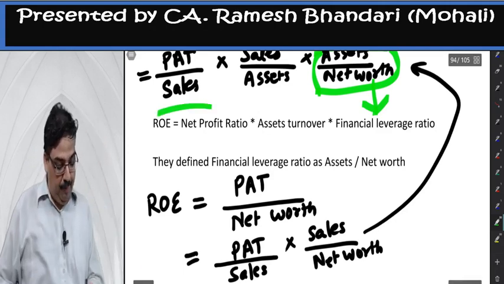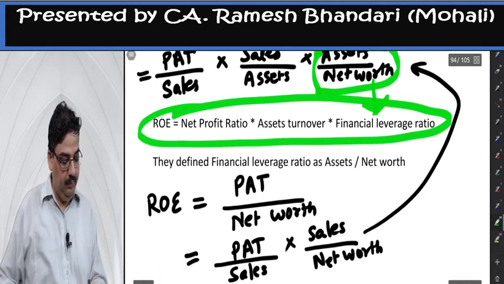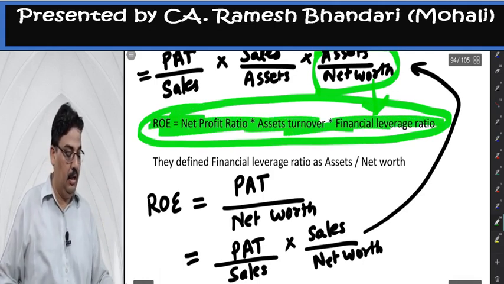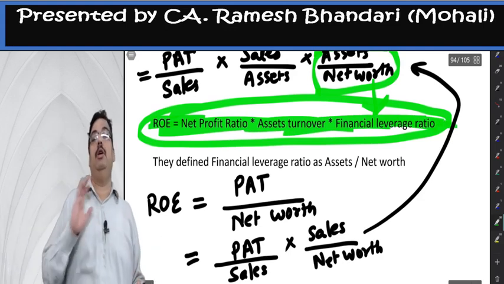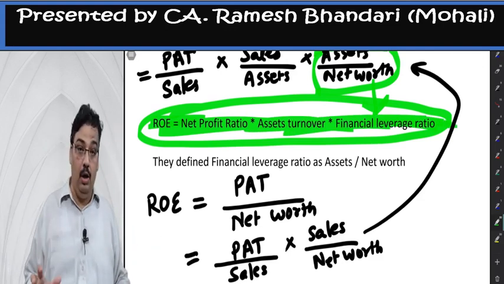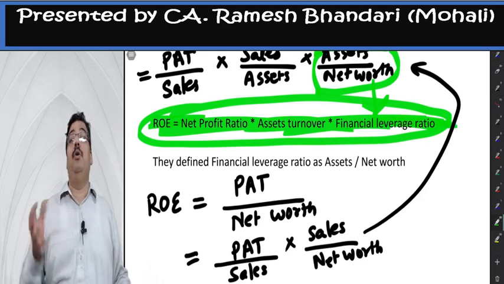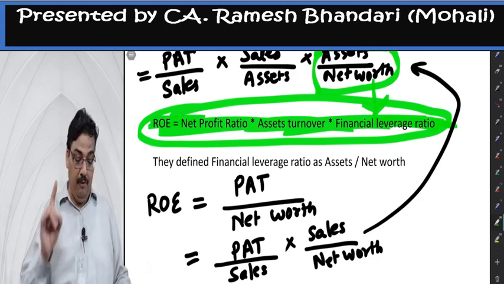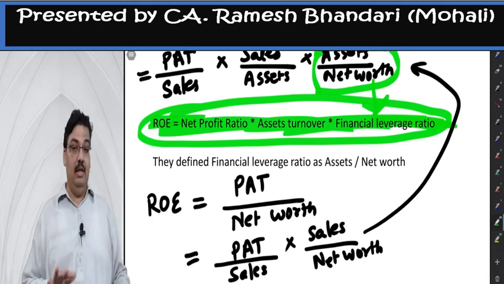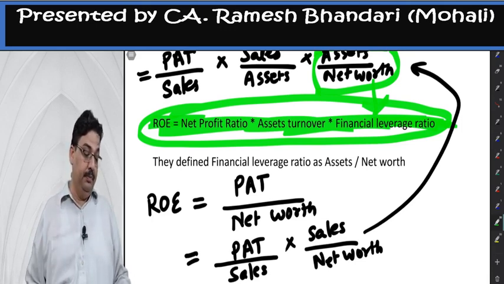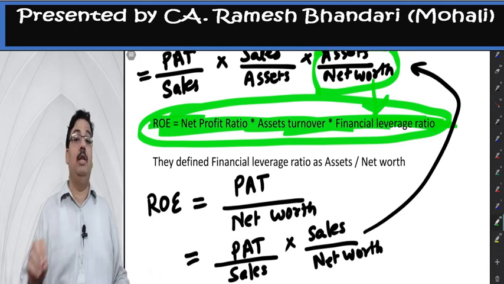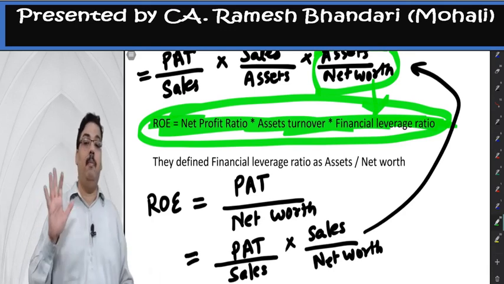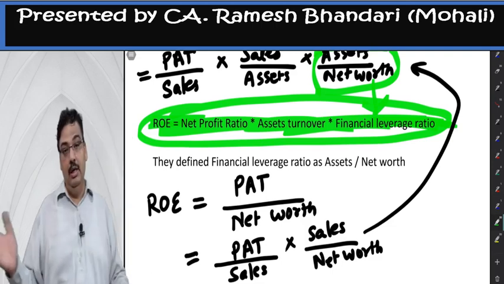So this is an important equation they have given. They have split the ROE into net profit ratio, asset turnover ratio and financial leverage ratio. This is DuPont analysis for breaking up return on equity into three components. One component is the profitability ratio, another is the turnover ratio, activity ratio, and the third one is the financial leverage ratio defined by them. This is very important to remember. I have seen questions on this for sure in the classes and all.